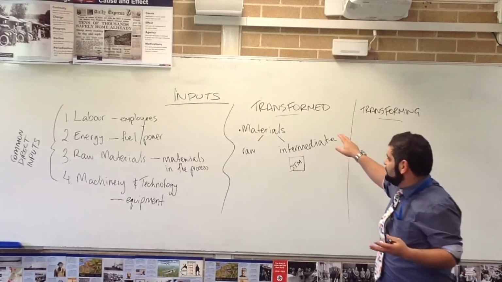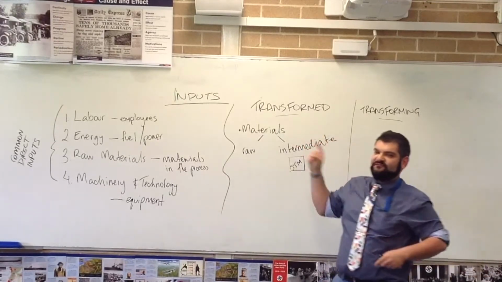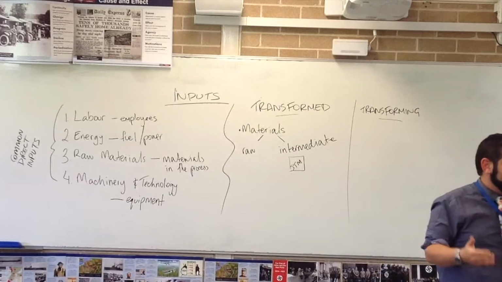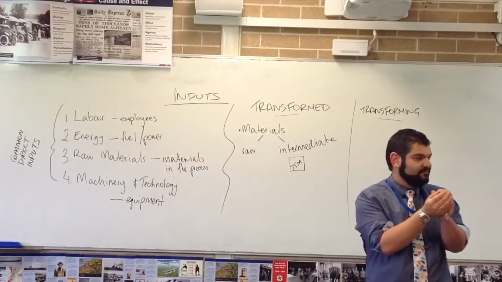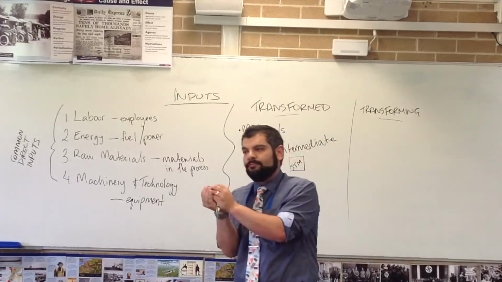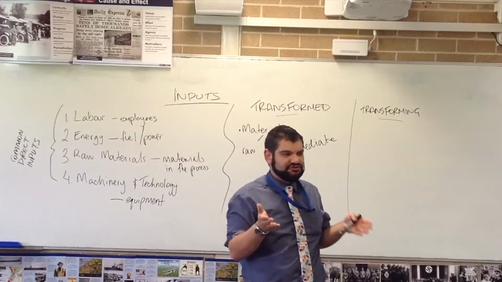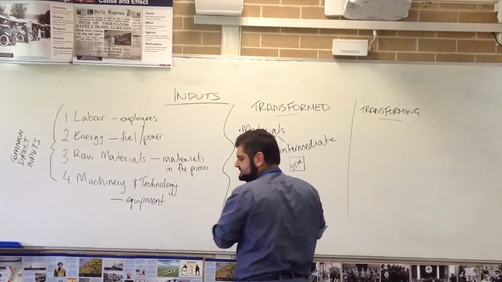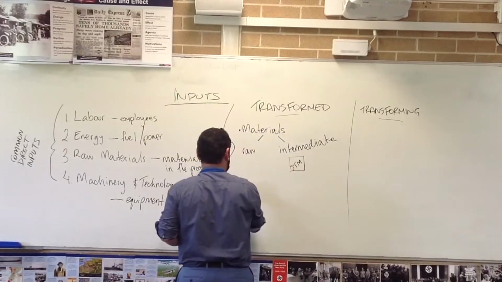Okay? So materials, that one is fairly straightforward. They're a transformed resource. It goes in one form and comes out in another form. They're transformed. That one's very straightforward. The other ones that are a bit trickier though are information.